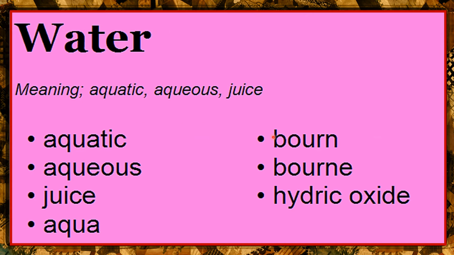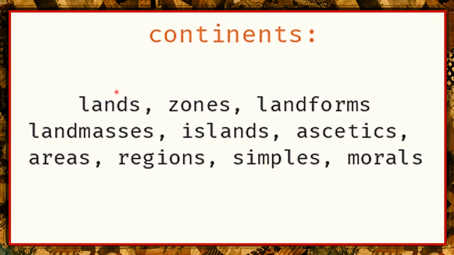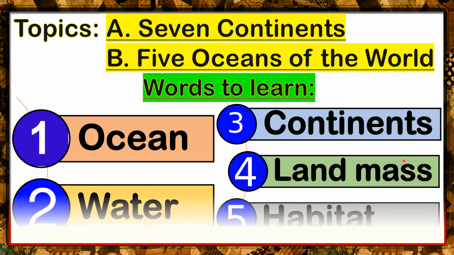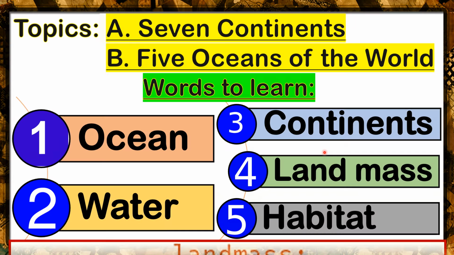The second word that we have is water. It means aquatic, aqueous, juice. The third word that we have is continents. Continents means lands, zones, landforms, landmasses, islands, areas, regions. Next word is landmass. It means continent, landmass, mainland, zone, land, main, landform, subcontinent, island, and area.